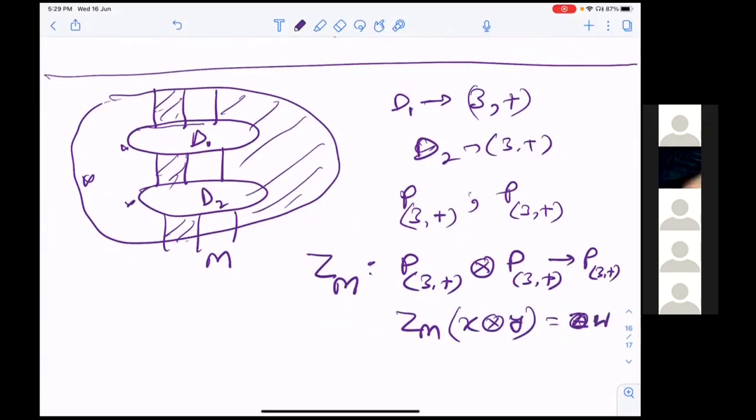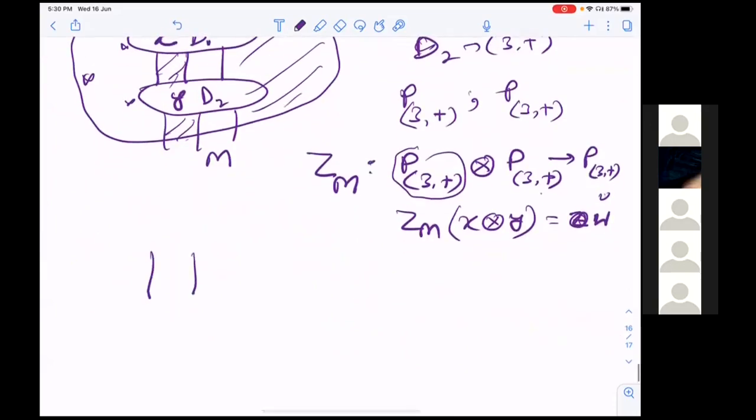You can think of it as some machine, such that if you put some data in the internal disks, you will get an output. So if you put some input here, X, meaning elements of the vector space, and Y is in P_{3,+}, you will get an output in the external disk. Also W is in P_{3,+}.